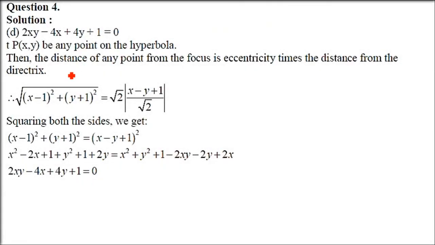Question number 4. The question is saying the equation of the conic with focus at 1, minus 1, directrix along x minus y plus 1 equals 0 and eccentricity is root 2. So for any conic section, which we discussed earlier also, there is a fixed line, the directrix. The equation is given as x minus y plus 1 equals 0. Now you have a fixed point, which is called a focus. It's 1 and minus 1.